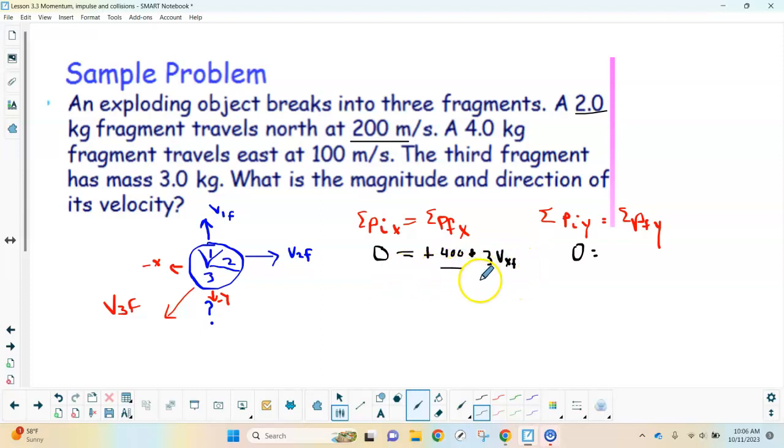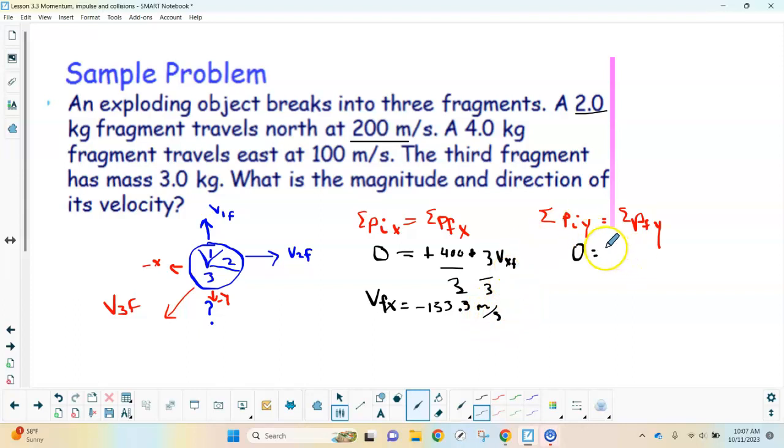So you divide both sides by 3, and then you take it to the other side. So V final in the X for 3 turns out to be a negative 133.3 meters per second, and it's going to the left.